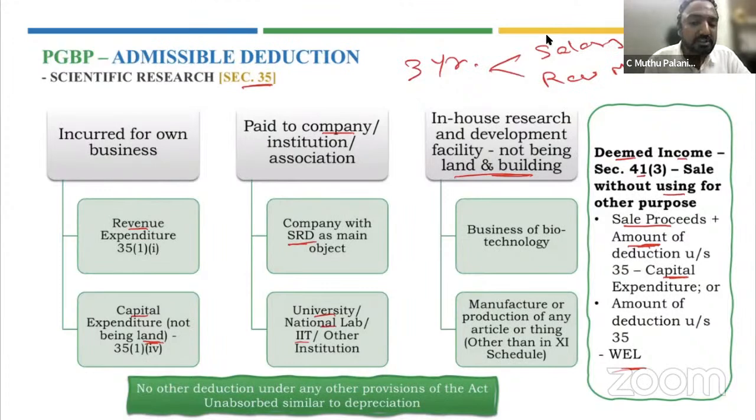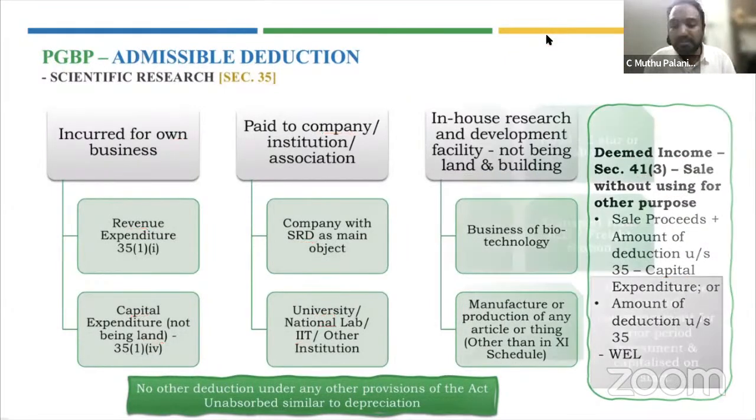Only these two expenses can be allowed as preliminary expenses. So whatever was incurred 3 years before in own business, salary and raw material, can be claimed as scientific research deduction in the year of commencement, provided the quantum is approved by the authority. So if my salary and raw material is 80, what is approved is only 60, I can only claim 60. So that is what I'm saying, whatever is approved.